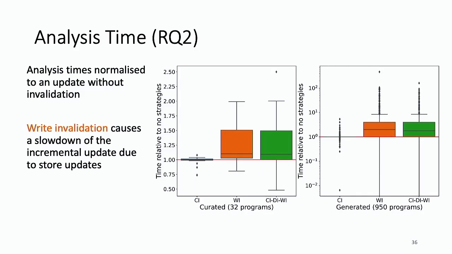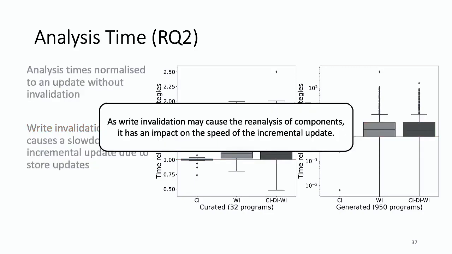And why is this the case? Of course, because write invalidation will fiddle with the store, and when addresses get a new value, it might cause components to be reanalyzed again. So it will trigger reanalysis. So as write invalidation may cause the reanalysis of components, it does have an impact on an incremental update.